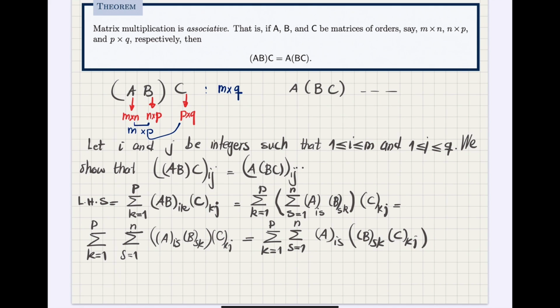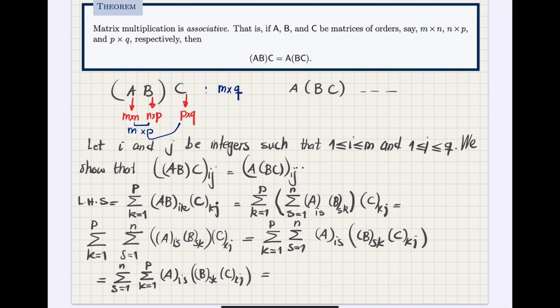Of course, can I pull this A out? Not yet, because the counter of this sigma is S and this also depends on S. So this is not a constant, and I cannot pull it out. But we learned before that I can interchange the positions of these sigmas, if you remember from previous lessons. So I can interchange these two and write S equals 1 to N first, and then K goes from 1 to P, and then I will have A, IS, and then B, SK, and then C, KJ.